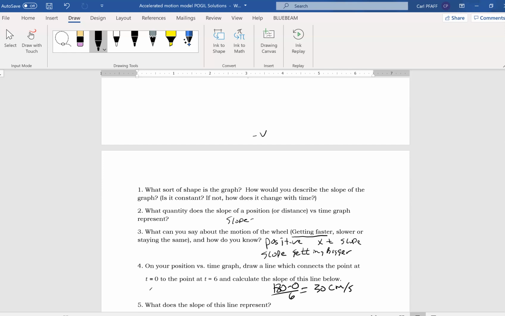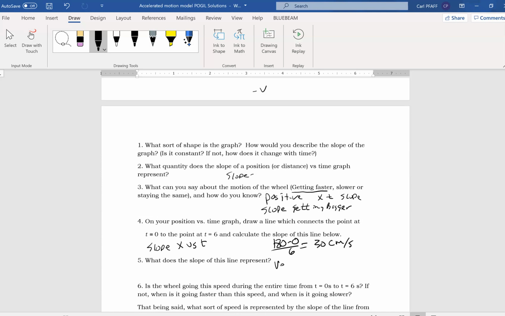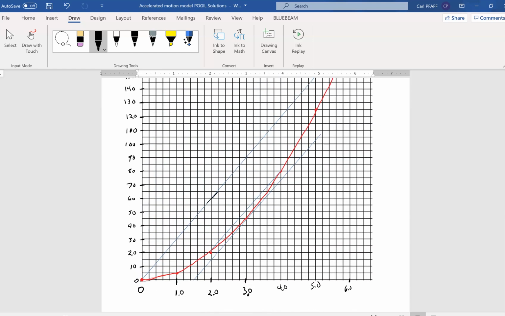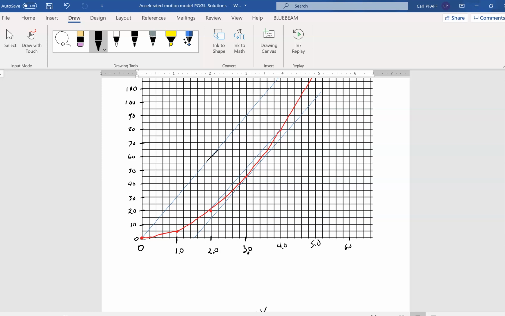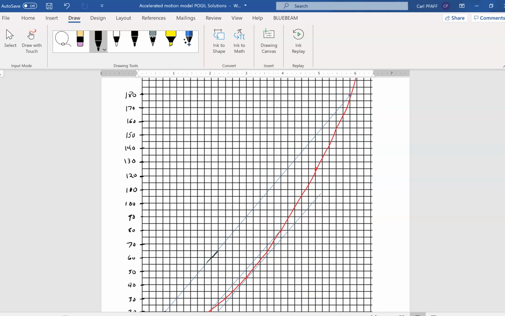It's a slope of x versus t. So what should it represent? Some kind of velocity. All right, but if we look at the start of that, this is my slope, this is my velocity line. Was it going that fast right here? And was it going that fast right here?